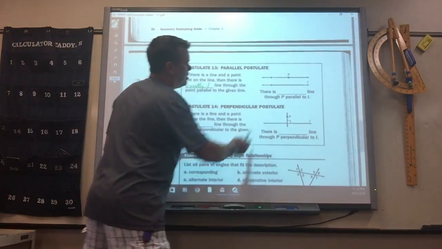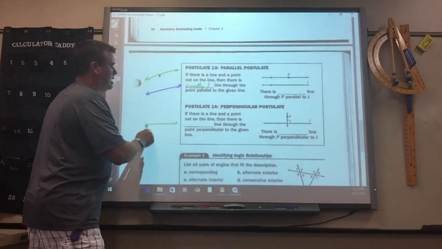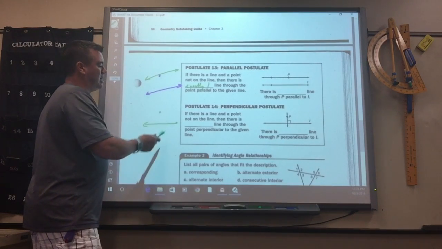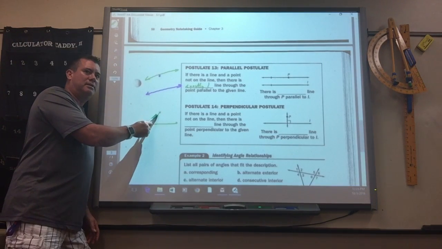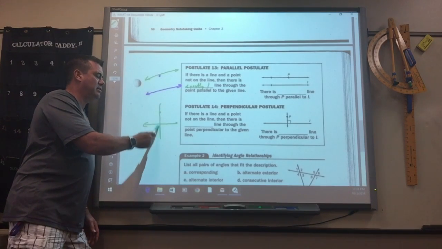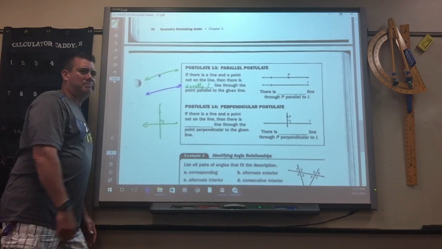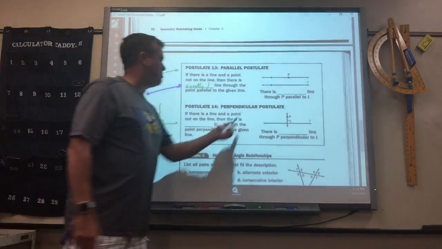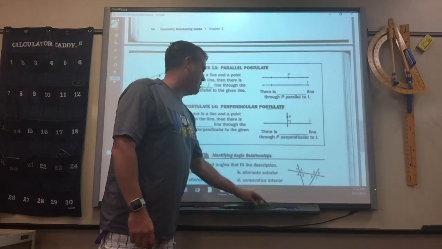Okay, same thing here, they're saying if you got a line and a point not on the line, how many lines could I draw through this point that's perpendicular to this line? One right there. Okay, so again, it's a postulate. Postulates are just like the common sense things.